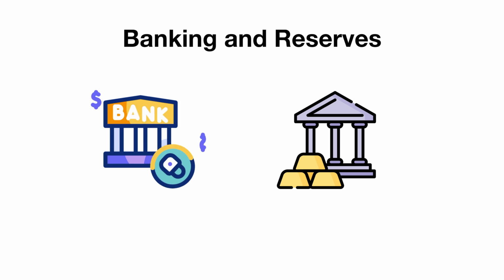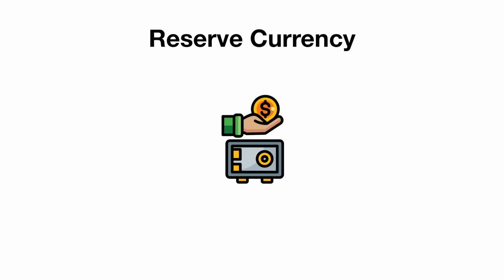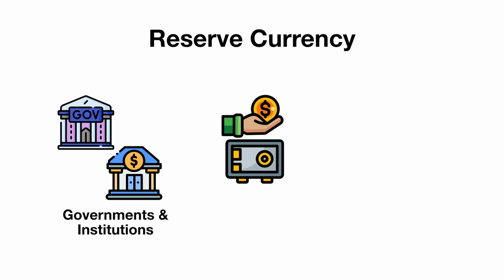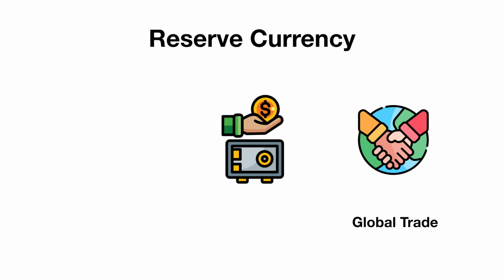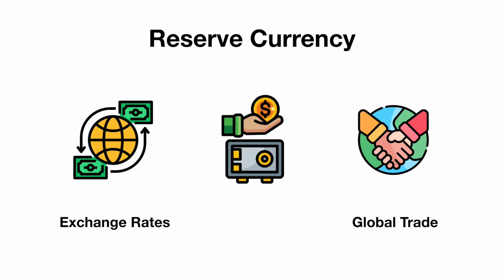In this lesson, we'll explore the crucial role of banking and reserves in our financial system. As we've learned, the US dollar currently serves as the world's primary reserve currency. A reserve currency is a foreign currency held in significant quantities by governments and institutions as part of their foreign exchange reserves. It's used in international transactions, investments, and all aspects of the global economy. Having a reserve currency facilitates global trade by reducing exchange rate risk and transaction costs.